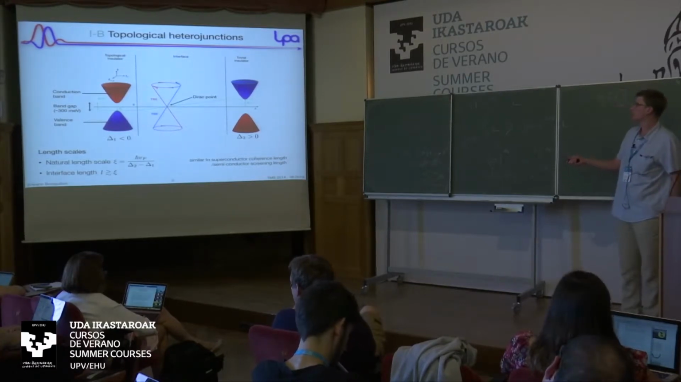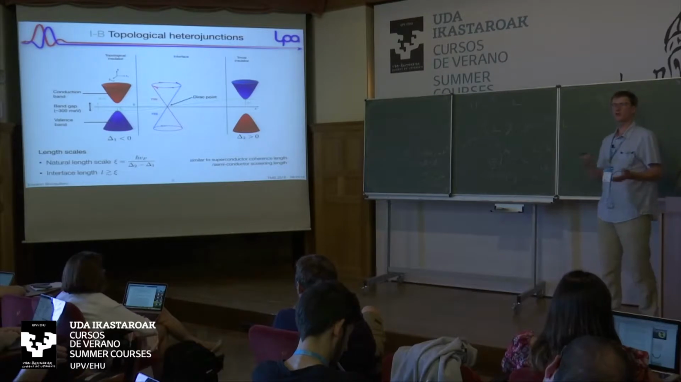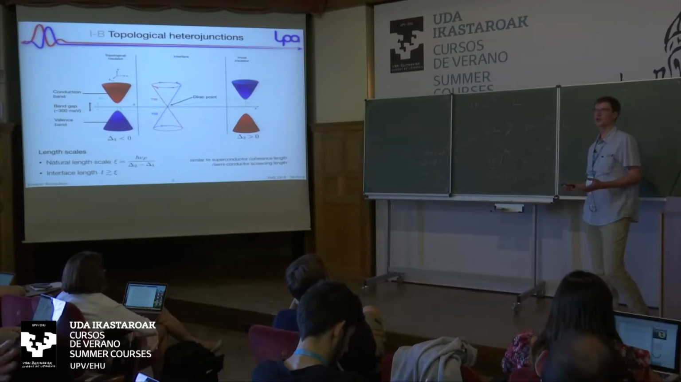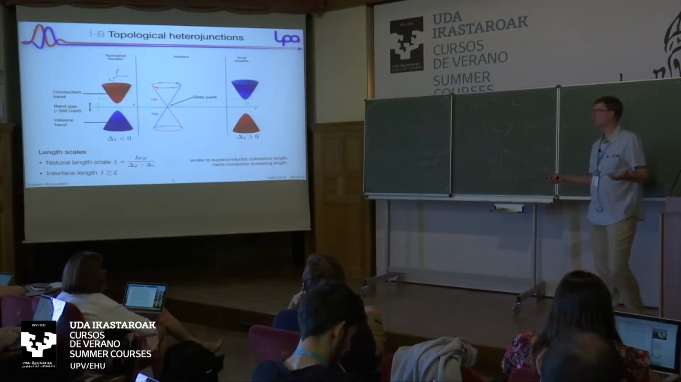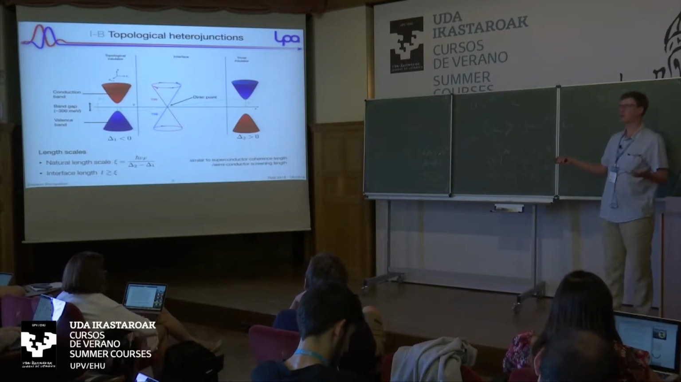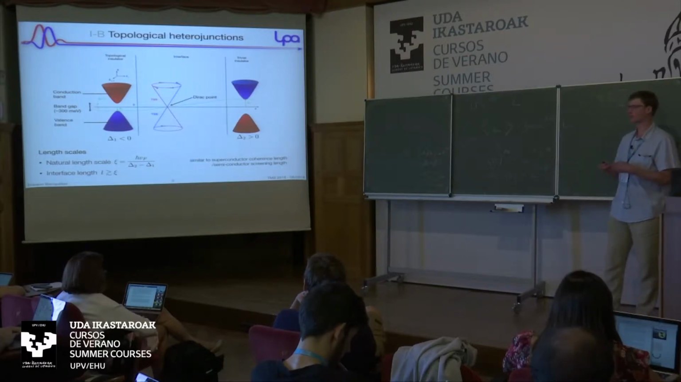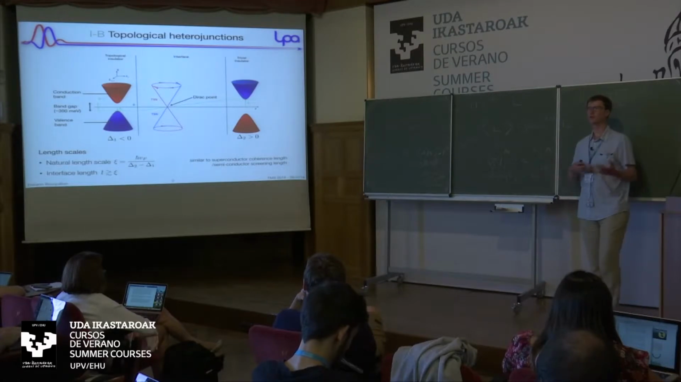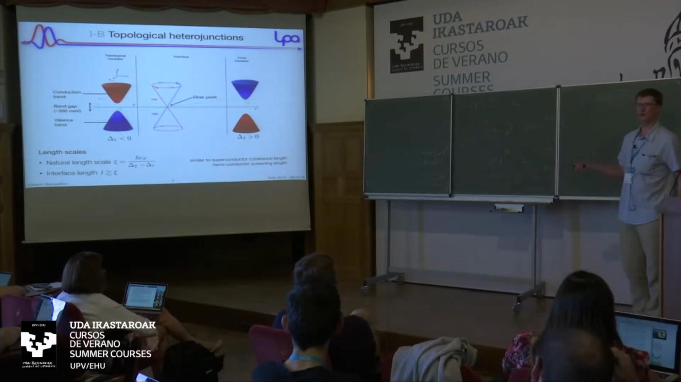In the same way, there's something similar in the semiconductor. When you form a p-n junction, there's always a typical length scale, which is the same h bar VF over delta. And this is the screening length. This is connected to screening in semiconductors and so on and so forth. So this is our starting point.